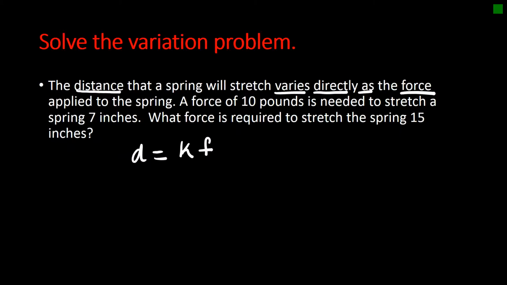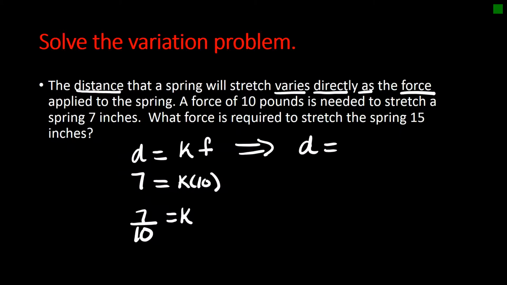Now let's read the second sentence, because in that second sentence they ought to give us a D and an F so we can find k. A force of 10 pounds is needed to stretch a spring 7 inches. So k is 7 over 10, which means D equals 7 over 10 times F.